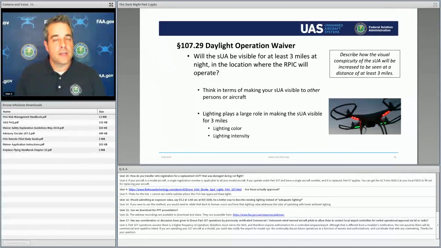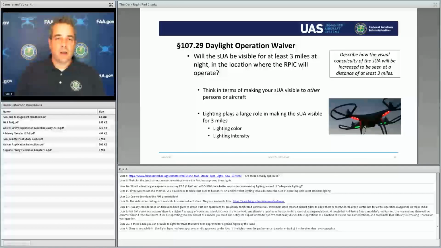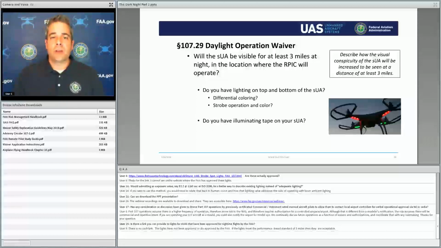So this portion of it here is your chance to tell us how you're going to ensure that other aircraft operating can see your small unmanned aircraft flying for at least 3 miles away via lighting. So lighting plays a huge role in this. The color of it, the intensity, or the strobes that you're going to use. Are you going to put lighting on top? What about on bottom? How about the strobe operation? Is that something you can activate or deactivate depending on your mission needs? If so, we need to know about that.